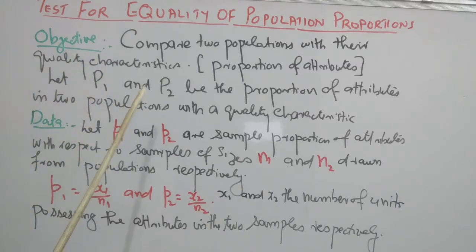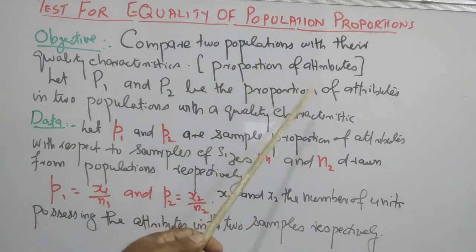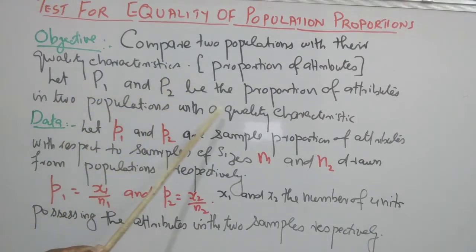Here our objective is to compare two populations with their quality characteristics. This is termed as proportion of attributes. Let P1 and P2 be the proportions of attributes in two populations with a quality characteristic. The population characteristics are always parameters, unknown constants. Then we have to compare them, or measure them in terms of statistical data or statistic. The data is from samples drawn from the population.